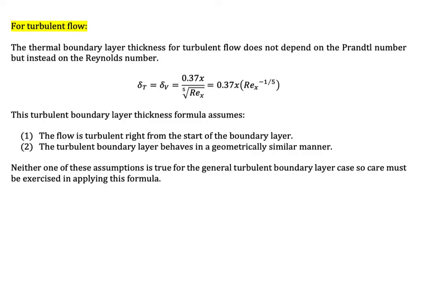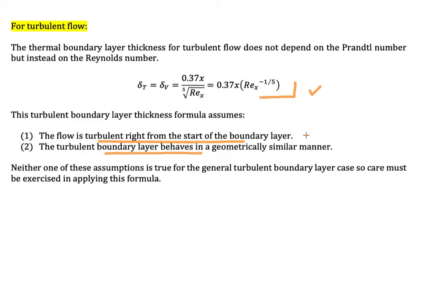Normally we can say that in turbulent flow, the flow will distribute the heat, because chaos happens on the surface. So normally we can assume that the thermal boundary layer thickness is almost equal to the velocity boundary layer thickness. We can calculate it by using 0.37x over the Reynolds number to the power of 1/5 here. Later on I will show you the calculation of the turbulent boundary layer, so we can get this value. The idea is that we assume the flow is turbulent right from the start of the boundary layer, and the turbulent boundary layer behaves in a geometrically similar manner.